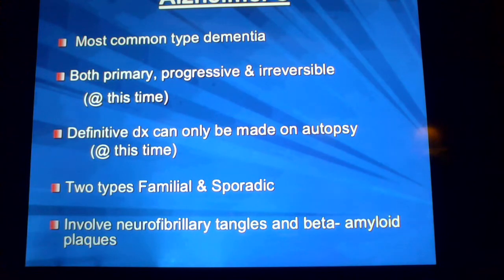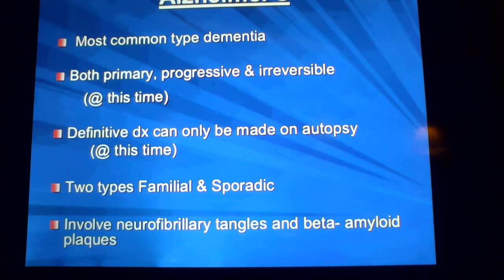It is primary, meaning it directly affects the brain. It is progressive and irreversible. And notice I say at this time, because right now we cannot treat it very well, if at all. The definitive diagnosis can only be made on autopsy, again, at this time. I have just heard that there might be a blood test coming out for Alzheimer's disease. We're not there yet, but we're getting close to that. So we are making progress in Alzheimer's disease. There are two types of Alzheimer's disease. Well, same disease, two types though, familial and sporadic.